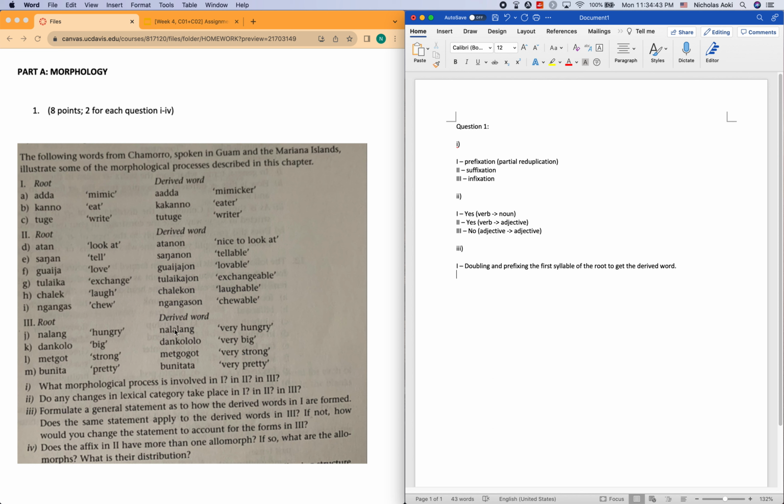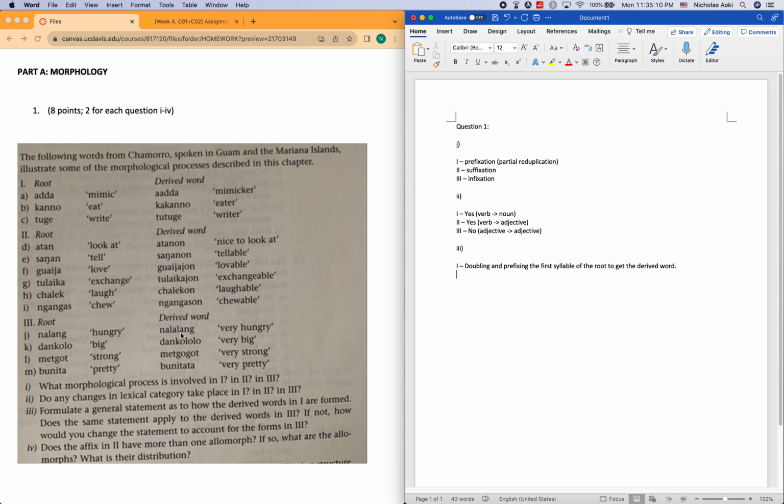However, that's not what we see in data set 3. Here, it's the second part that's getting doubled. La is doubled to get na-la-lang. So for the second question, no, the statement in 1 does not apply to the statement in 3. So there has to be a different kind of rule that accounts for the shift from the root to the derived word in part 3.